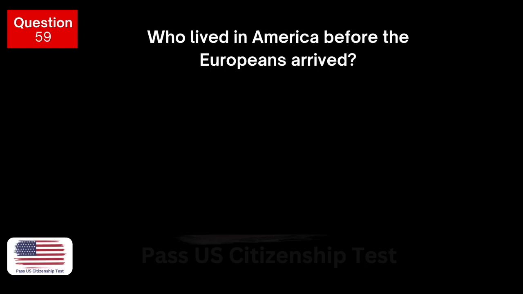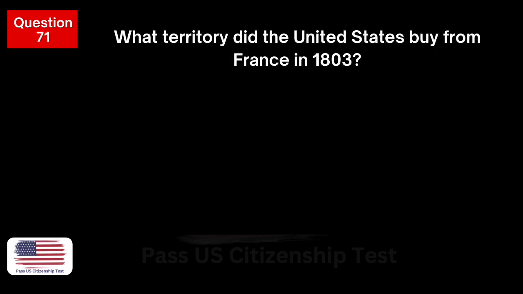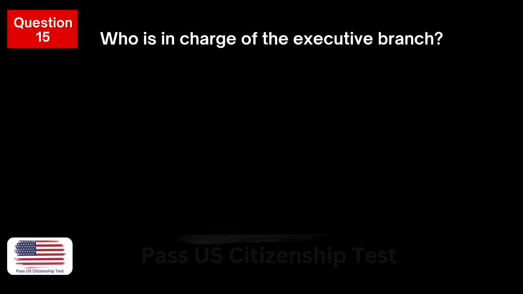Who lived in America before the Europeans arrived? American Indians. What territory did the United States buy from France in 1803? The Louisiana Territory. Who is in charge of the executive branch? The President.